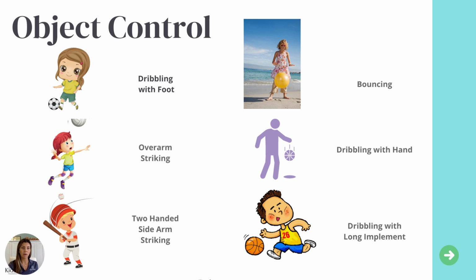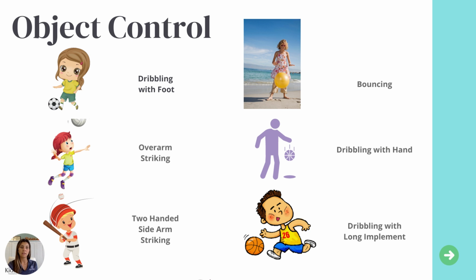And then once they're kicking the ball, they'll start dribbling with their foot, so controlling the ball with their feet. Then lead into overarm striking, like we would see in volleyball, and two-handed sidearm striking, like we would see in baseball. And then we move into our bouncing skills, so being able to stand stationary dribbling or bouncing with two hands, then moving into dribbling with one hand, and then dribbling with long implements, so being able to run while dribbling a ball. So those are the stages we would look at.